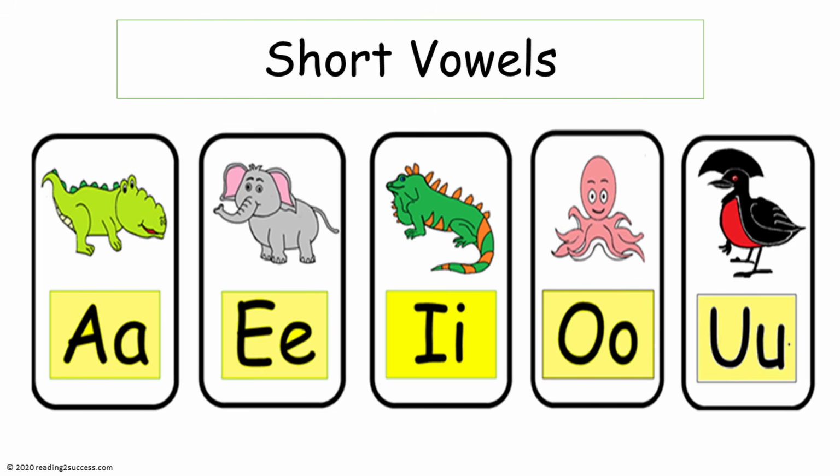In this series of videos, we have now covered all the letters and sounds of the alphabet. When vowels were introduced, they were the short vowel sounds, and that is why they have the yellow box around the letters. We have A for alligator, E for elephant, I for iguana, O for octopus, and U for umbrella bird.